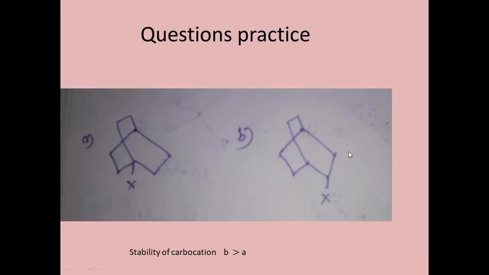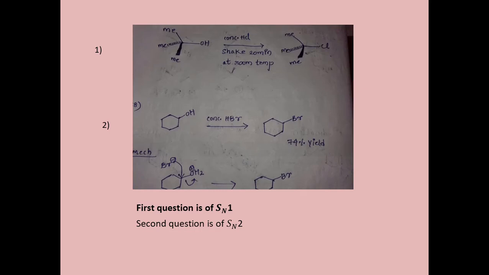This is the next question. Here, if you see, a positive charge will come here and here. The positive charge here is not stable, only here is stable. So as per stability of carbocation, B is more stable than A. And in the previous video, I explained that the stability of carbocation matters only for the SN1 reaction, not for SN2.